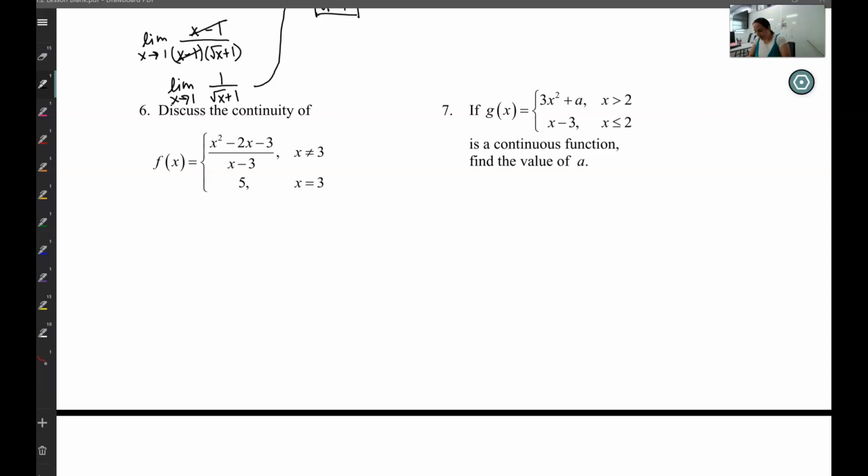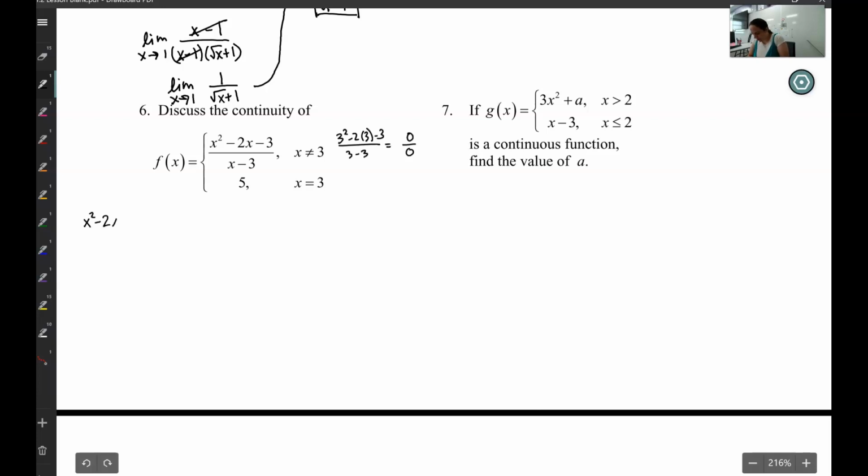So if we look at this function right here and plug in 3, I get 3 squared minus 2 times 3 minus 3. Here, let me write this over to the side actually. 3 squared minus 2 times 3 minus 3, all over 3 minus 3. So 9 minus 6 minus 3, that's going to be 0 over 0. Hey, this is our indeterminate form, which means I can simplify this. So I'm going to do that over here.